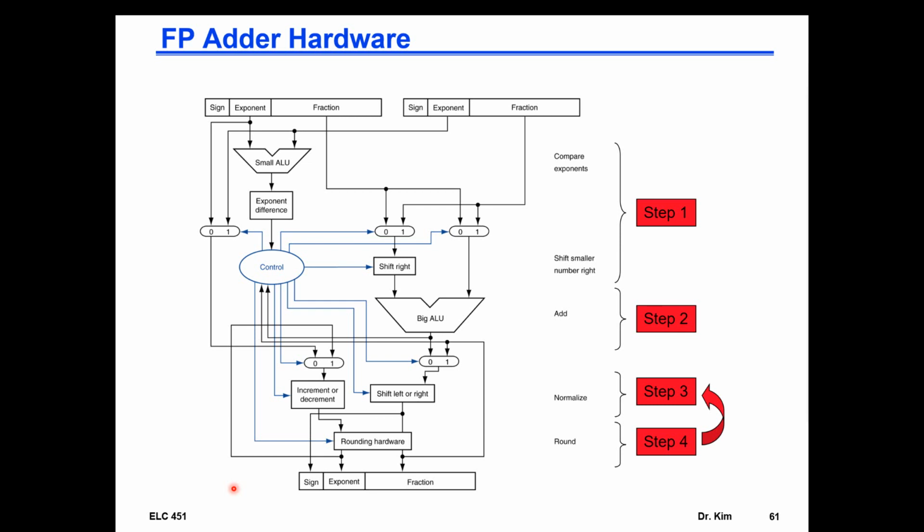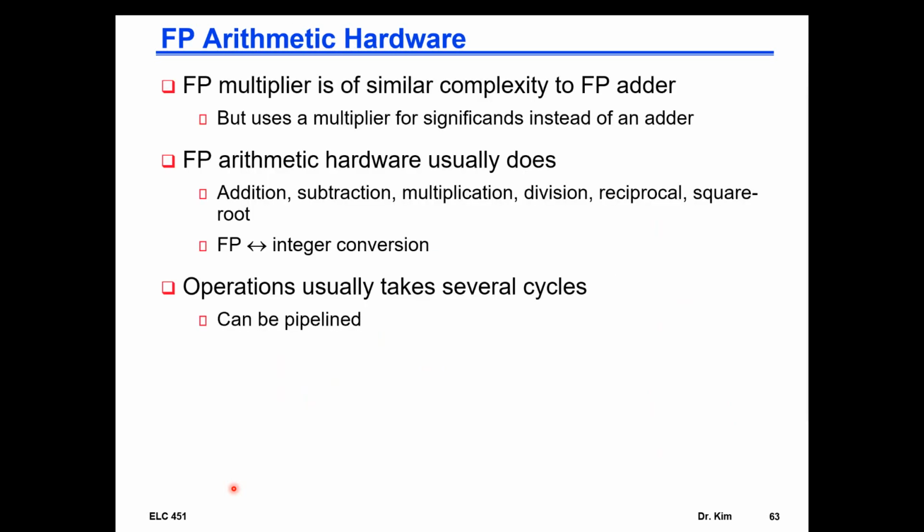So this is just to show an idea of the relative complexity of floating point arithmetic hardware versus fixed point arithmetic hardware. Going on to the multiplier, it has similar relative complexity to the floating point adder, but it uses multipliers instead of an adder, of course. Okay.